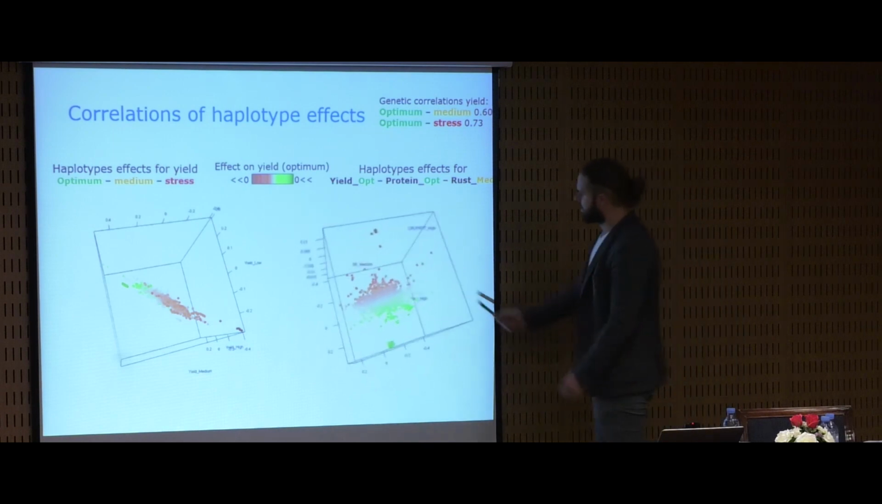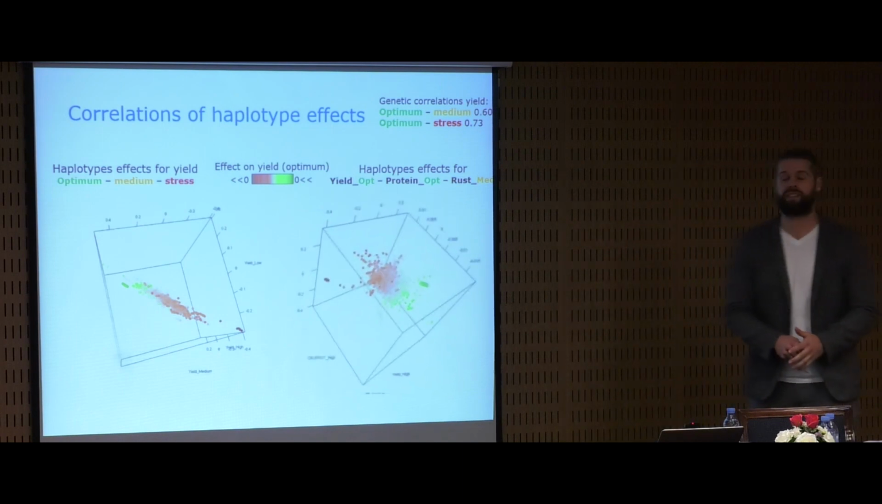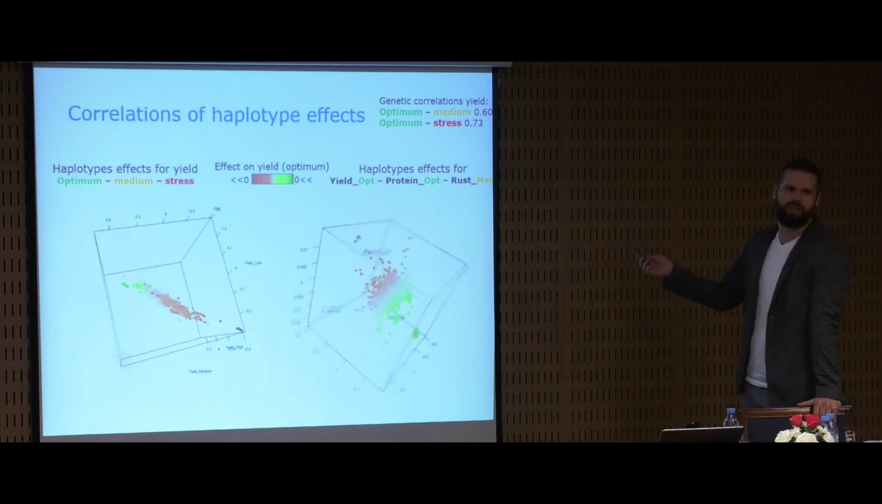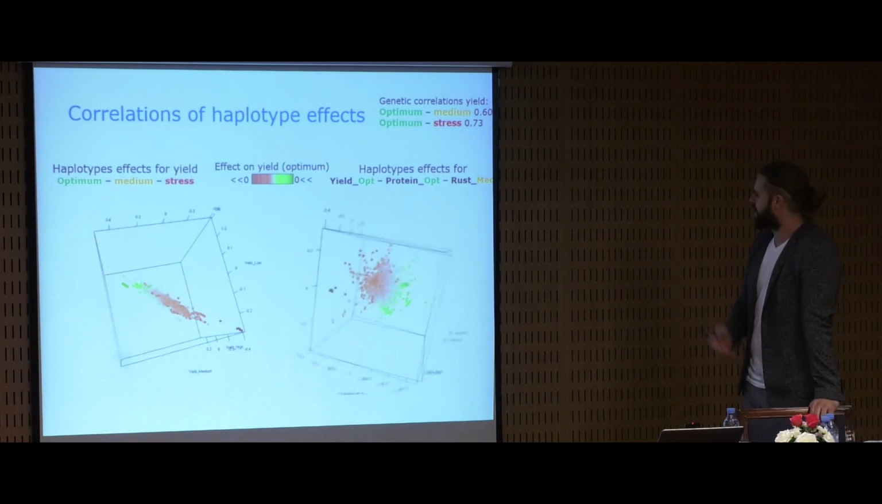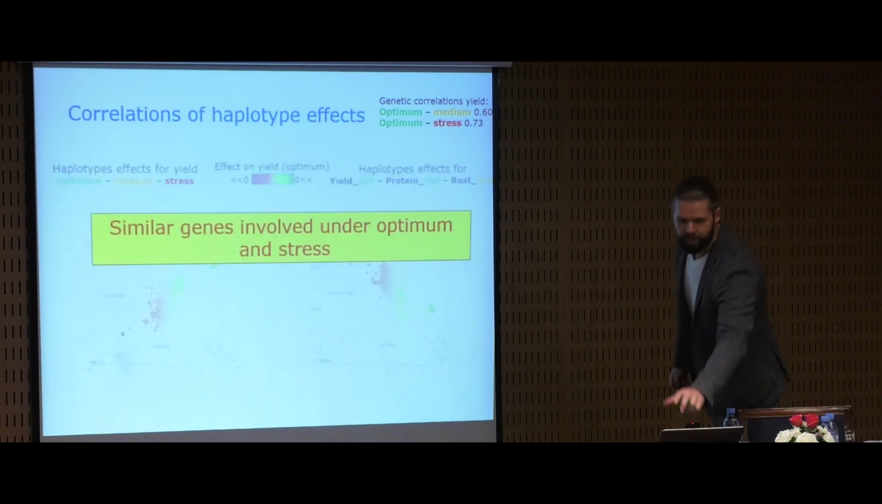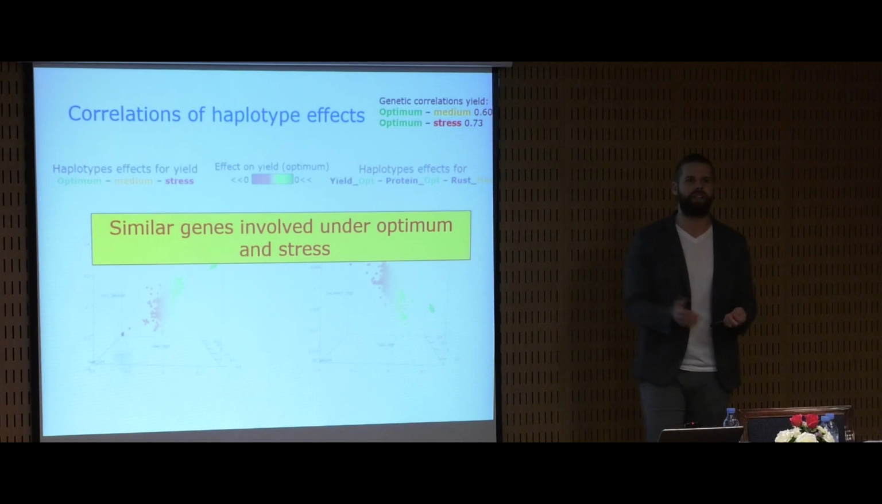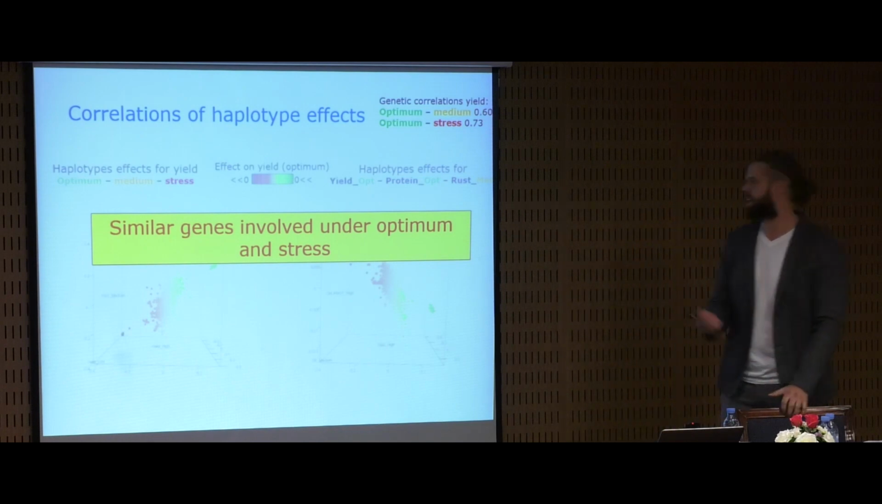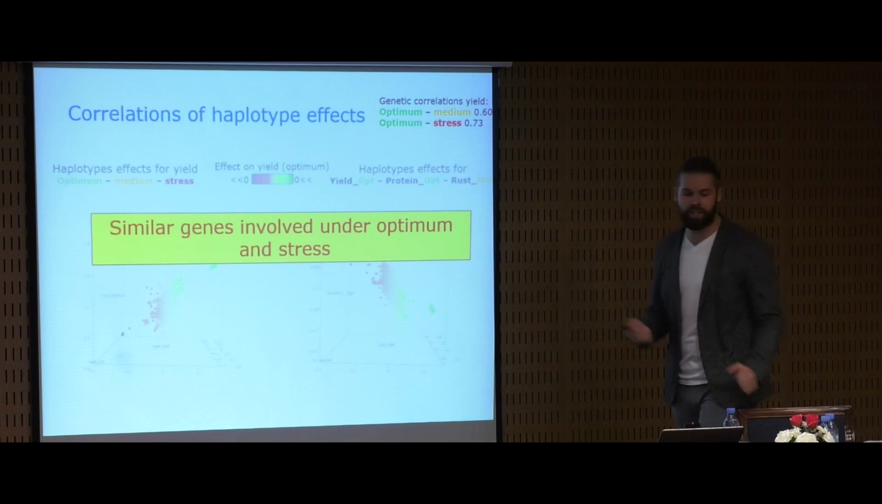Can't really see a very clear pattern if we try to combine rust resistance, for example. But I'm just trying to show you a way how you can graphically display your data and look at it from different angles. But the most important take-home message is that it looks like really similar genes or similar genetic factors are actually involved under optimum and stress conditions when we're looking at yield.